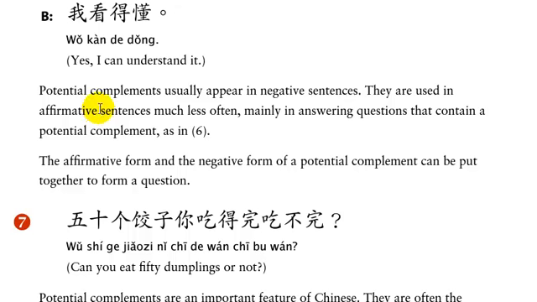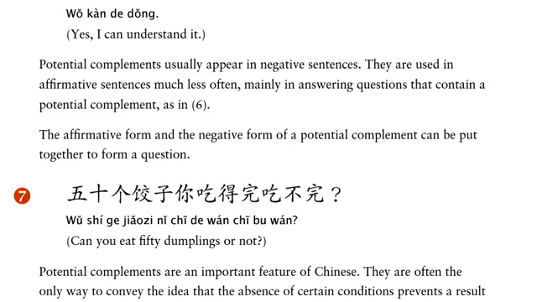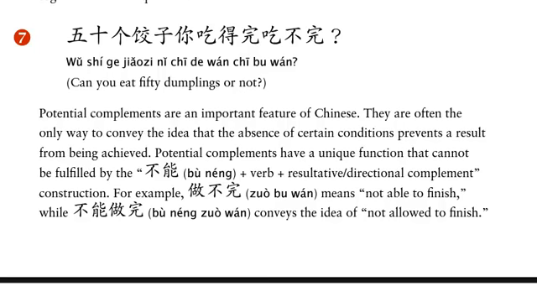So here's a note pointing out that potential complements usually appear in negative sentences. 我看不懂, 我买不起, 我回不来, and so on. Usually they're used positively when the question is in the form of a potential complement. Here's an example of the affirmative form and the negative form being used together to ask a question. All right. Can you eat 50 dumplings or not? 50个饺子你吃得完吃不完? All right. So 50 dumplings. Can you finish them or can you not finish them?